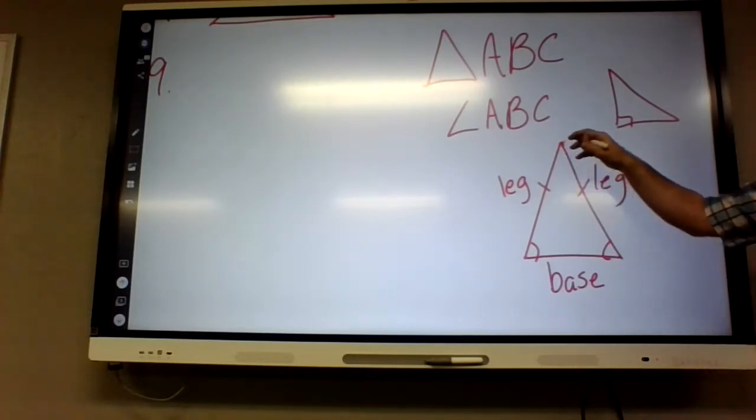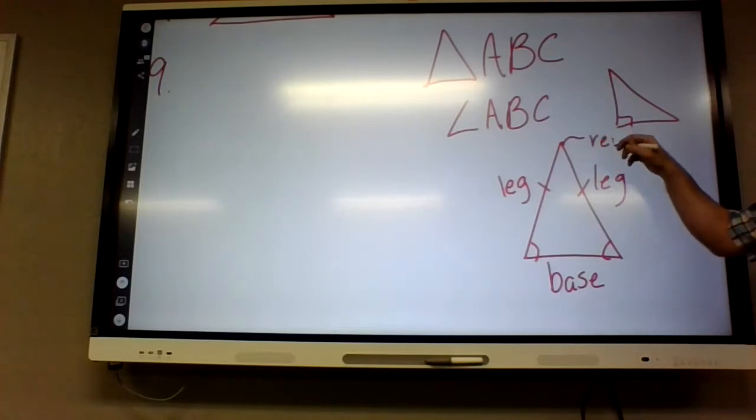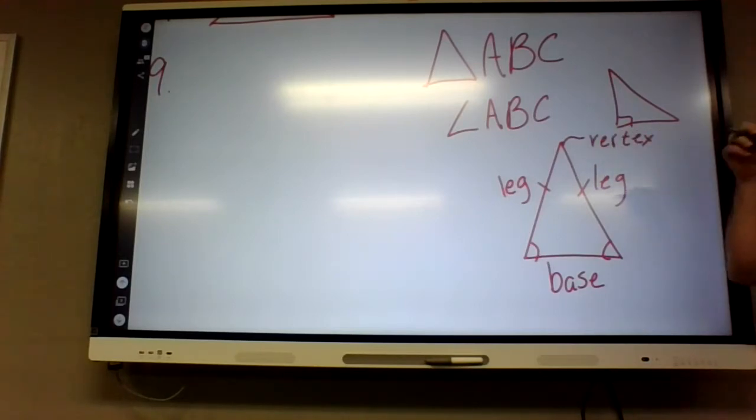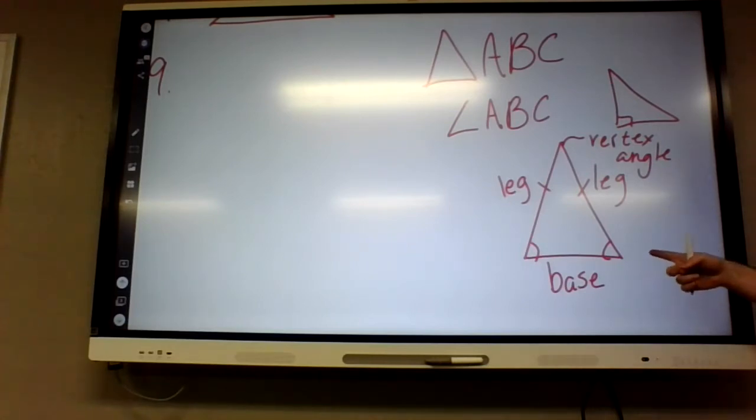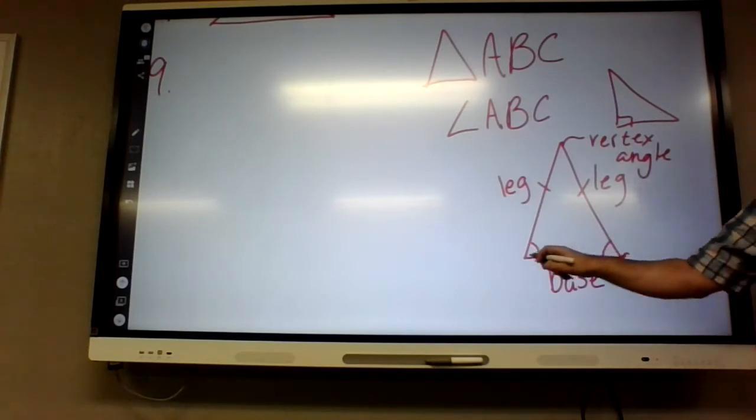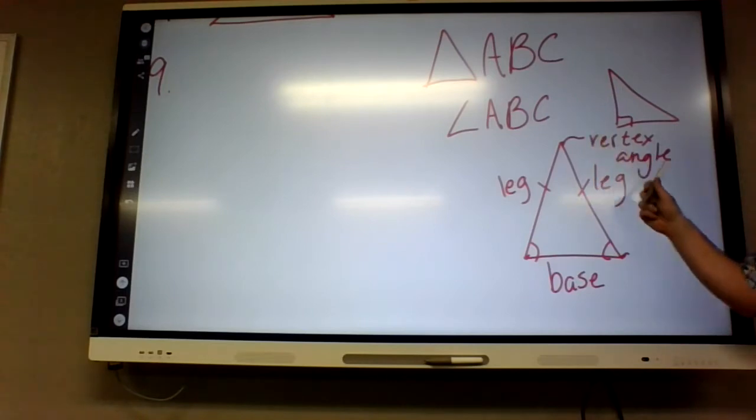This point up here is called the vertex angle, which is a terrible name because all corner points are called vertices, a vertex. I don't know what they're thinking. Same thing on a pyramid, they call that top point the vertex point. Anyway, it's confusing. Technically these are also vertices, but this is the vertex angle.